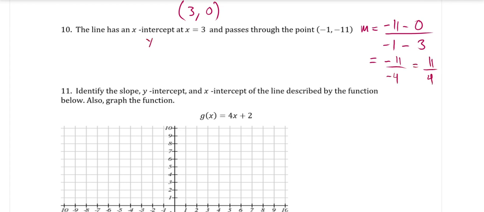So now I have y minus, take any one that you want. How about that 0? It's the easiest one. Is going to be equal to m, which is 11 over 4, times x minus 3. And distributing, we wind up with 11 over 4 x minus 33 over 4, as such.